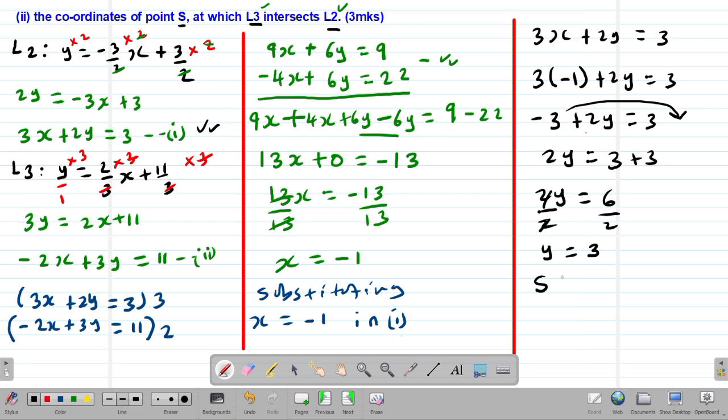So it means that the coordinate of S, remember S must be denoted by x, y, its coordinate. So S will be given by, our value of x is negative 1, so its coordinates are negative 1, comma, the y coordinate is 3. Remember, a coordinate must be stated in a horizontal manner, the way I've stated this one here.